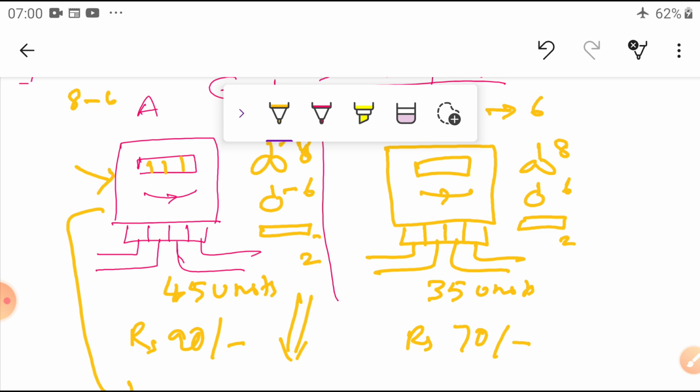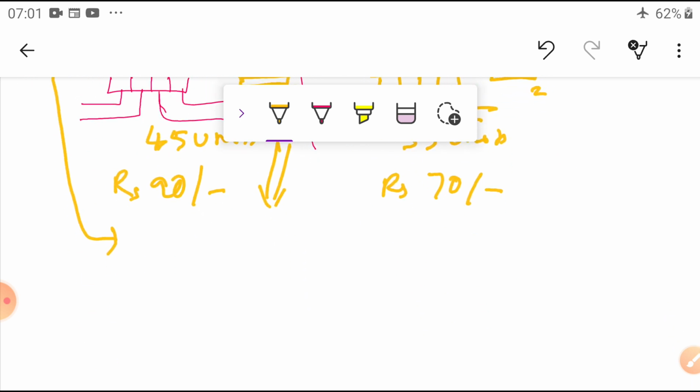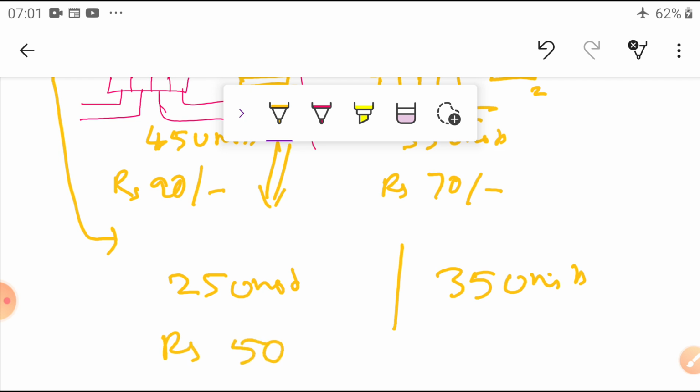Okay, then what will happen? Automatically, in the next month I am going to get only 25 units for the same operation, but this person may be getting 35 units only. Then what is my cost? I only have to pay 50 rupees. He may have to pay 70 rupees. Okay, sir, is it possible? Yes, it may be possible.